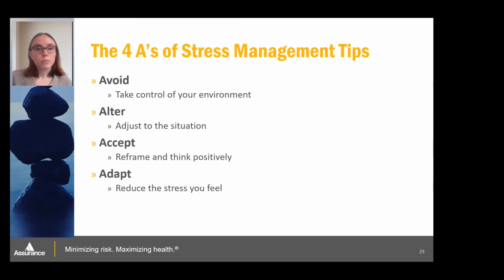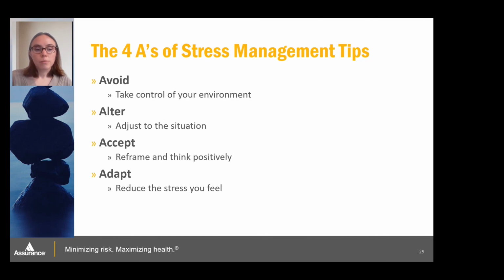So going into stress management, here are the 4 A's of stress management. As we just discussed, stress can affect our overall health and well-being. So we are going to dive into some tactics today to help minimize stress and boost our emotional and mental well-being. The first A here is avoid.